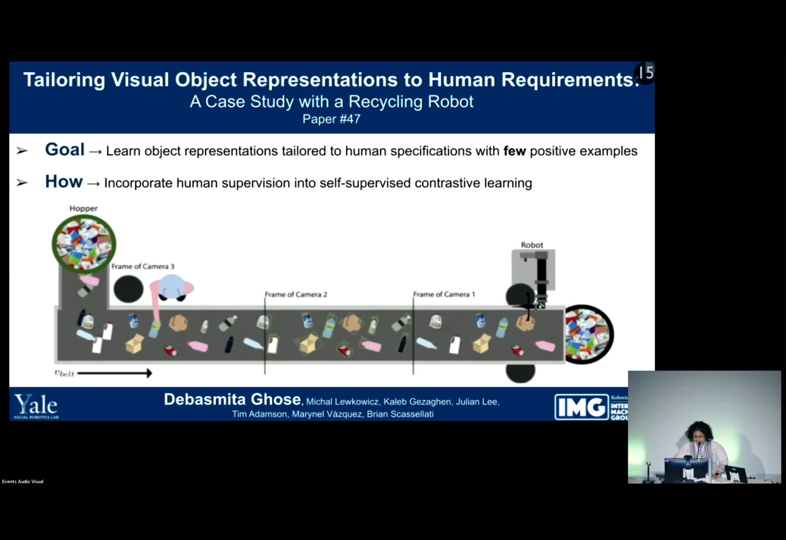The robot then uses these learned representations to extract the same kind of objects from a moving stream of recyclables. To learn more, please visit us in the poster lobby. Thank you.